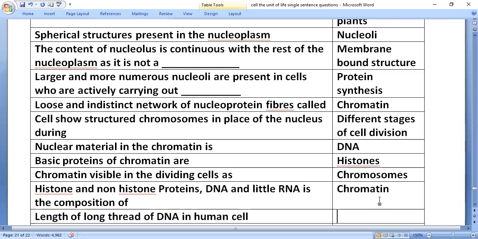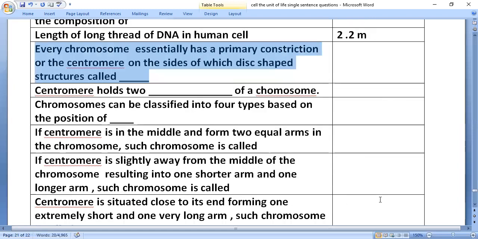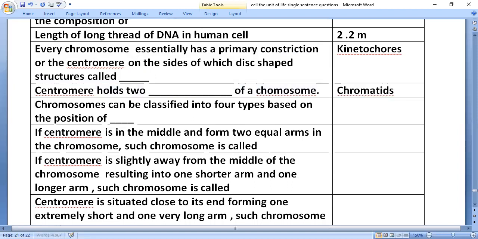The length of the long thread of DNA in a human cell is about 2.2 meters. Every chromosome essentially has a primary constriction at the centromere, and the sides of the disc-shaped structures are called kinetochores. The centromere holds the two chromatids of a chromosome.